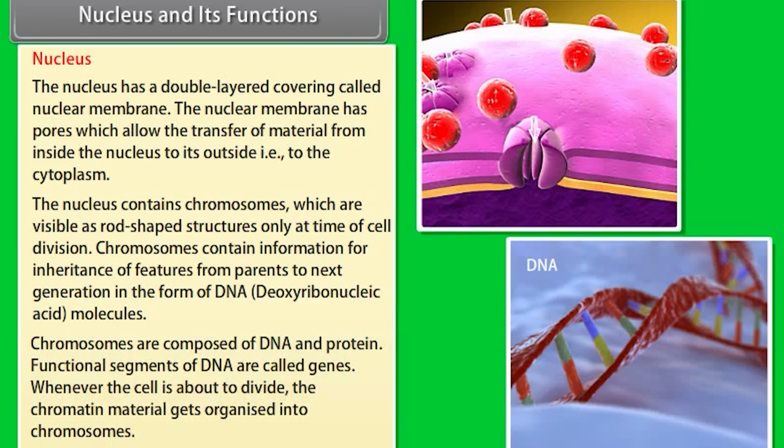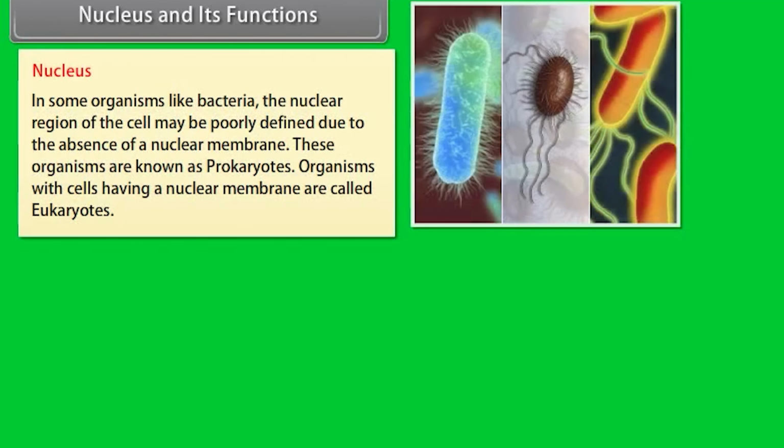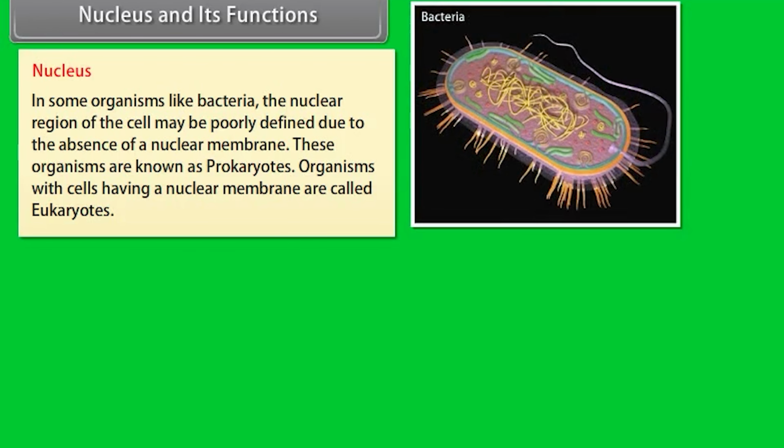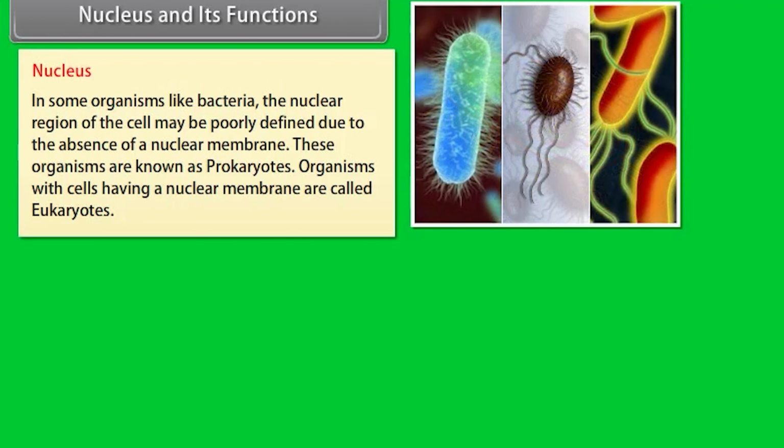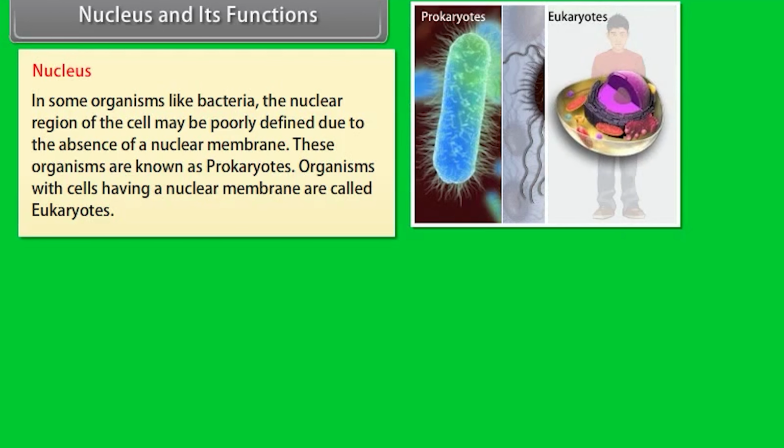molecules. Chromosomes are composed of DNA and protein. Functional segments of DNA are called genes. Whenever the cell is about to divide, the chromatin material gets organized into chromosomes. In some organisms, like bacteria, the nuclear region of the cell may be poorly defined due to the absence of a nuclear membrane. These organisms are known as prokaryotes. Organisms with cells having a nuclear membrane are called eukaryotes.